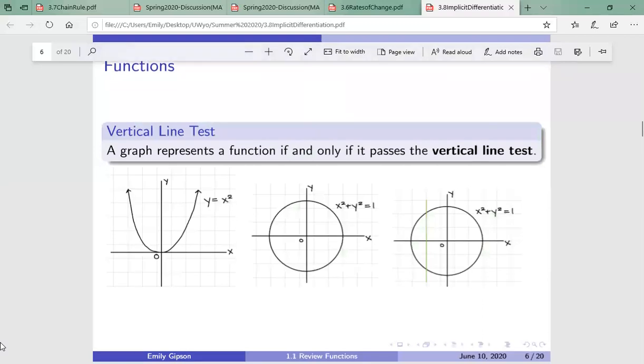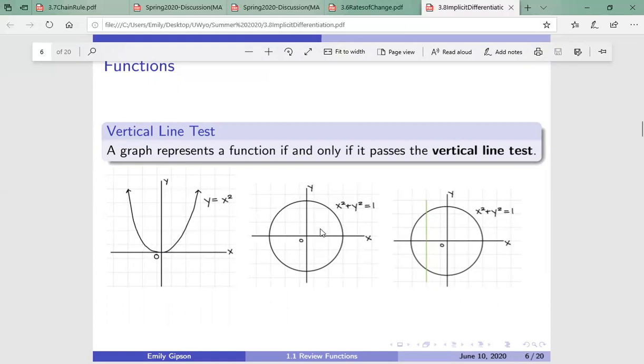So one way that you can tell if a graph represents a function is if and only if it passes the vertical line test. So we can draw our function however we want, and we have our friendly neighborhood function y equals x squared over here on the left-hand side. And if I were to draw any vertical line, it would cross my function only once, and that means it passes the vertical line test. So this graph represents the function y equals x squared.